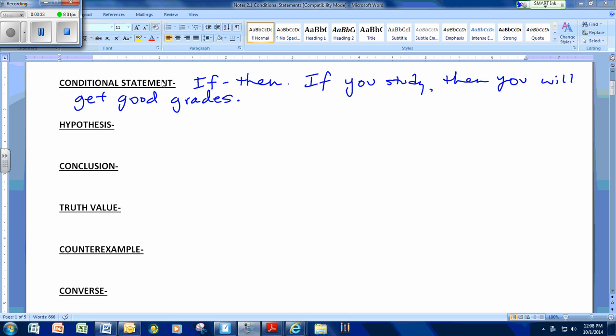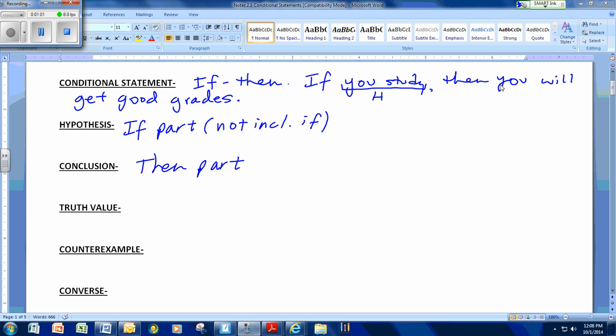Now, each conditional statement is broken into two parts. You have the if part and the then part. The if part is called the hypothesis, okay? The if part, and it's not including the if. So in this case, you study would be the hypothesis. And then the conclusion is the then part. So again, not including the word then. You will get good grades would be the conclusion.